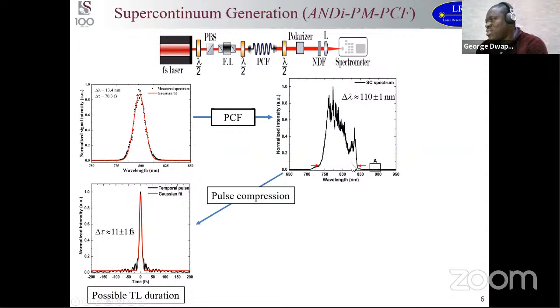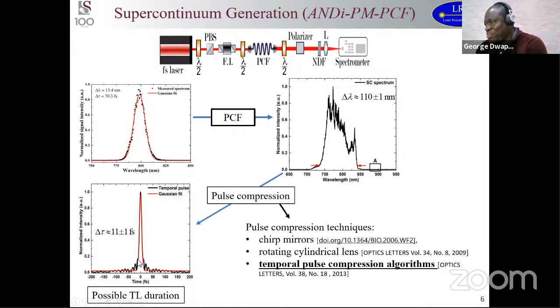And assuming with this broadened pulse, and taking into account the uncertainty principle, and assuming there are no dispersions within, you should be able to compress this pulse to get a pulse duration of around 11 femtoseconds from the initial one, which is around 70, coming out from the oscillator. So it shows that if you have a broader pulse, you can get a smaller pulse in time.